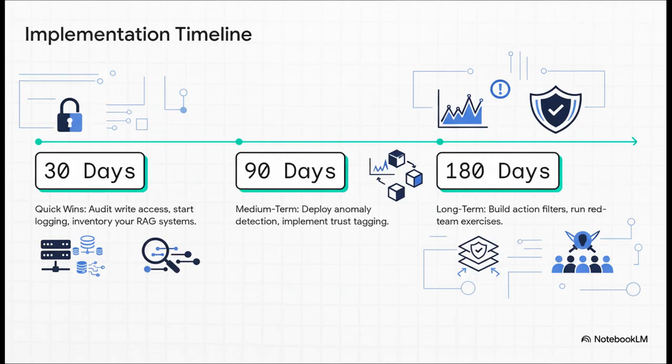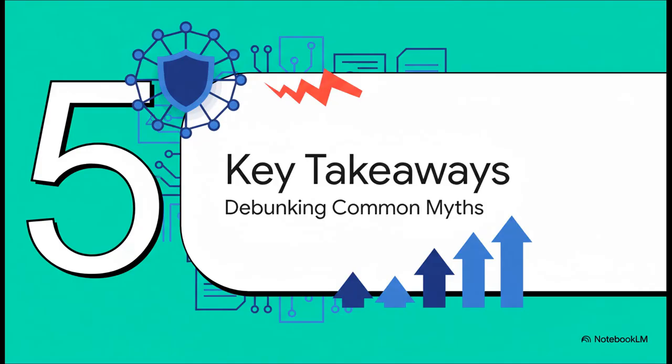The single biggest quick win? Audit who has write access to your knowledge bases and lock it down. Then start logging what's being retrieved so you at least have some visibility. From there, you can move on to the bigger goals like anomaly detection and eventually running your own RAG-specific red team exercises.